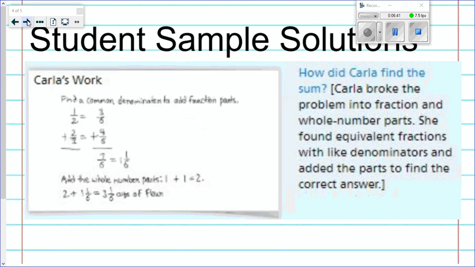Carla, she looked at just kind of breaking this problem apart. She worked with just the fraction portion of the cups of flour and got 7/6 just like we did, and then converted that improper fraction into a mixed number. And then she just added the whole parts of flour, which were those full cups, and then she put both parts together at the end, and she also got 3 and 1/6 cups of flour.